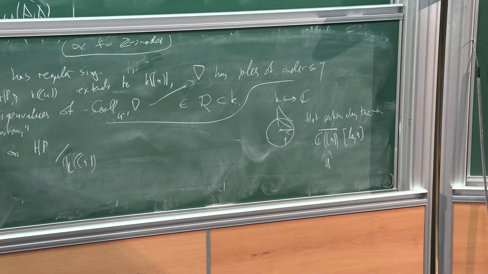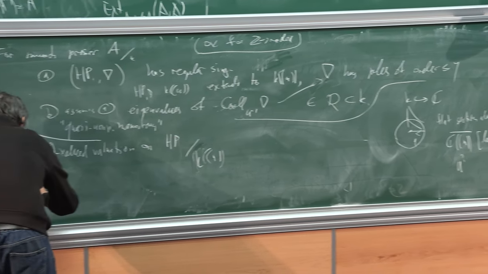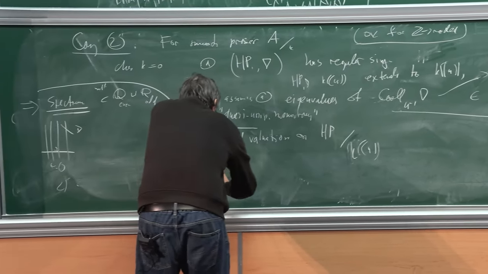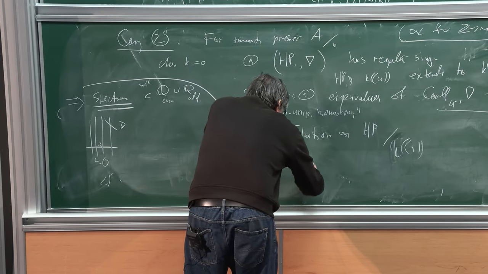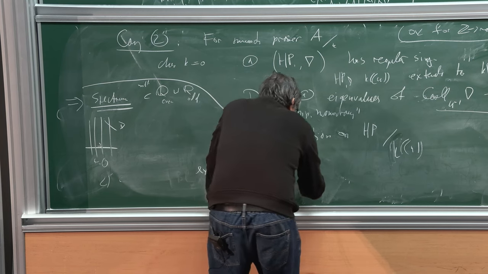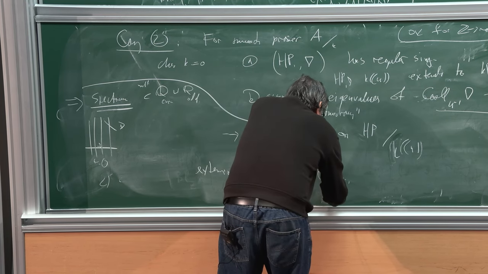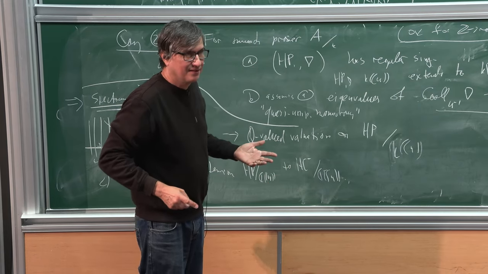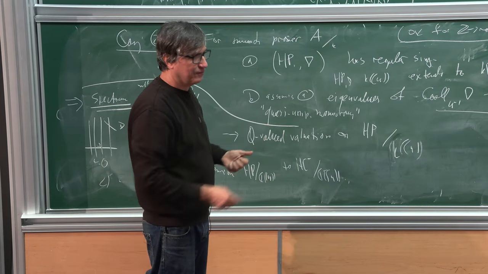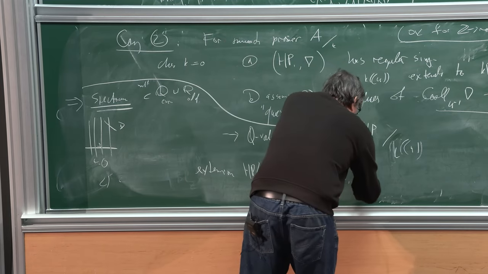But the extension of the bundle of HP to H negative, this extension gives another valuation. If you have a section, consider what is the order of the power. It will be a Z-valued valuation.